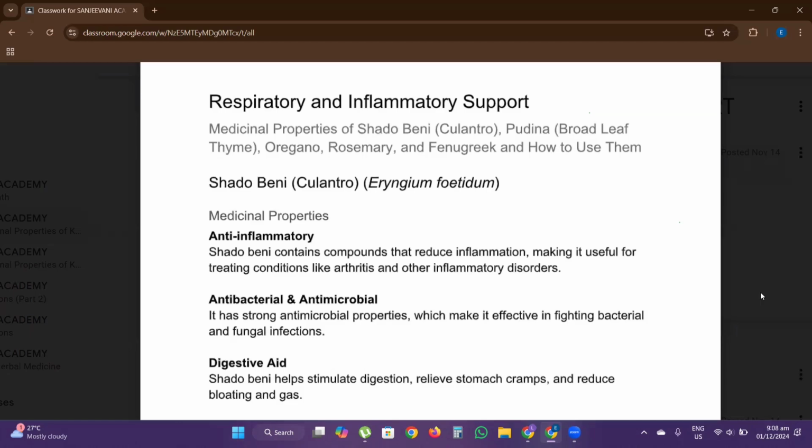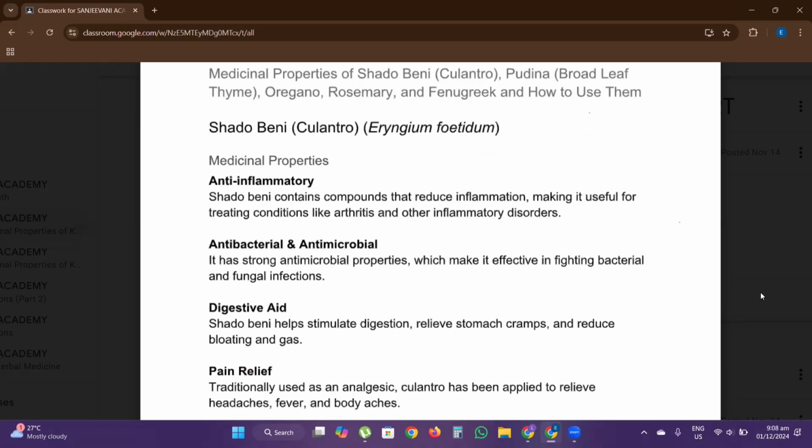So that way you get the benefits of it. And we know the taste and benefits of shado beni. When you add it to food, it elevates your food. It's so much more. So why not use it for other things other than just food, right?